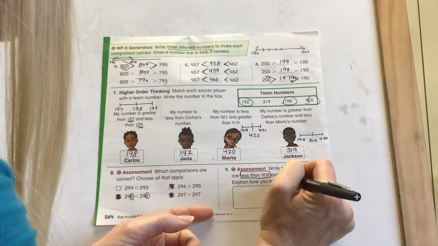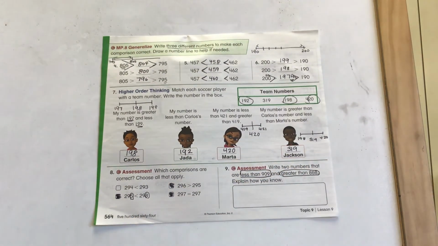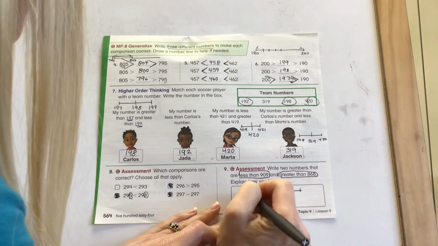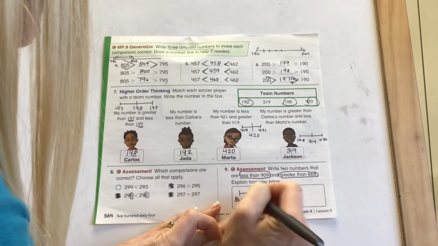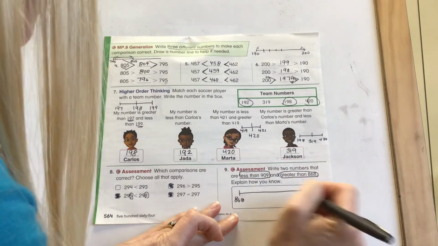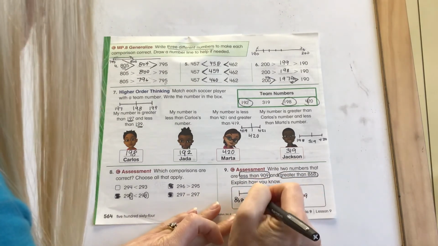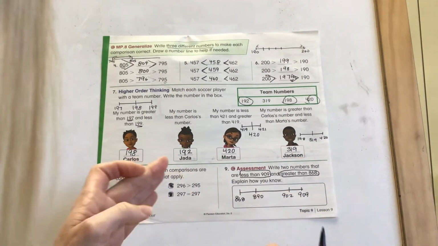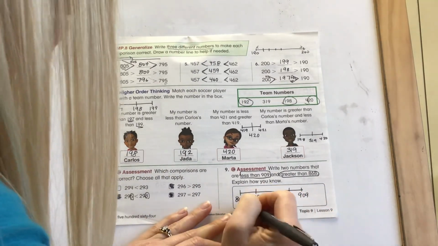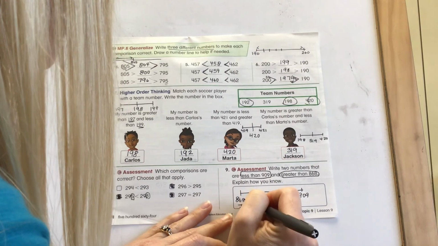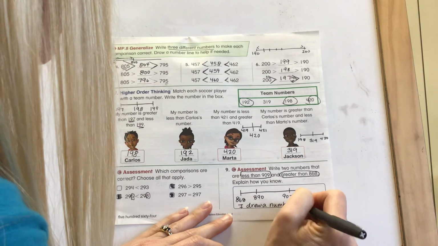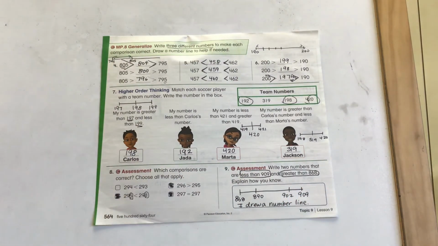Number 9, write two numbers that are less than 909 and greater than 868 and explain how you know. So let's take a look at our number line. It's going to be in between greater than 868 and less than 909. So any number on here. I can put 890 and 902. And it says explain how you know, and I can just say I drew a number line. And pretty simple.